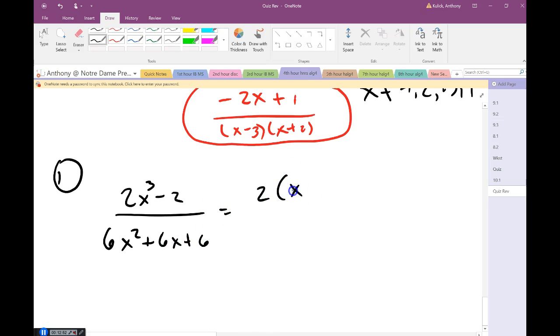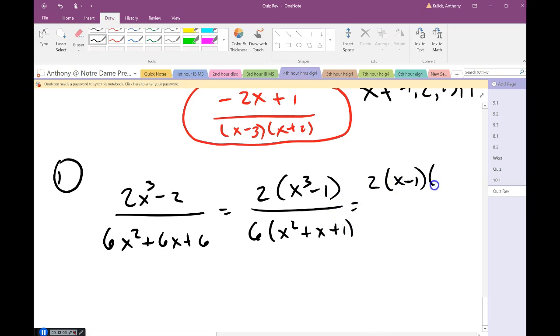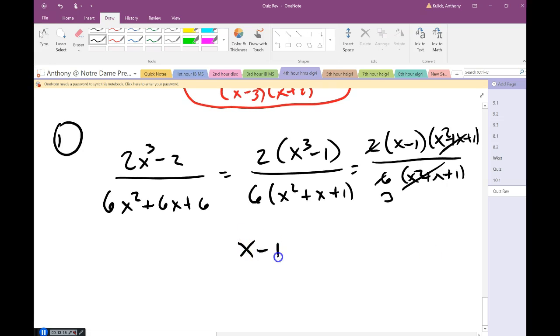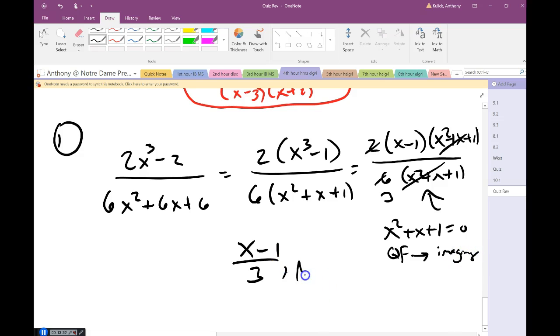So I'll start by taking a 2 out of the numerator and a 6 out of the denominator. This is a difference of cubes, so I know that factors. So those parts cancel, those parts cancel. So I have x minus 1 over 3. And then to find the restrictions, I'm going to set this piece equal to 0 and solve. That doesn't factor, so I'd have to use the quadratic formula. When I do that, I get imaginary things, so there's no restrictions here.